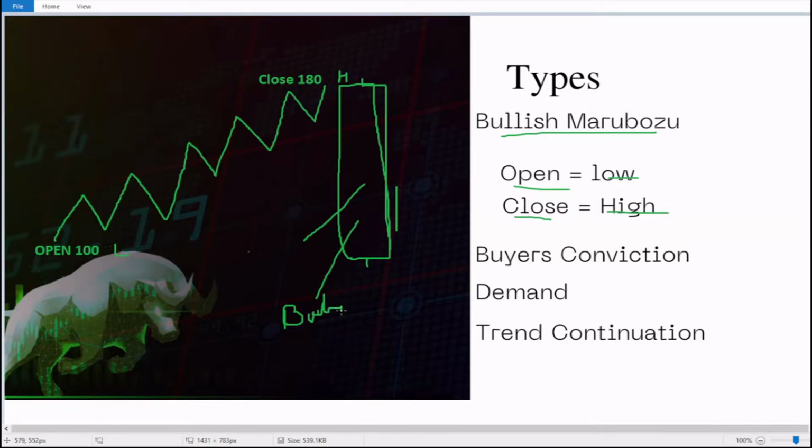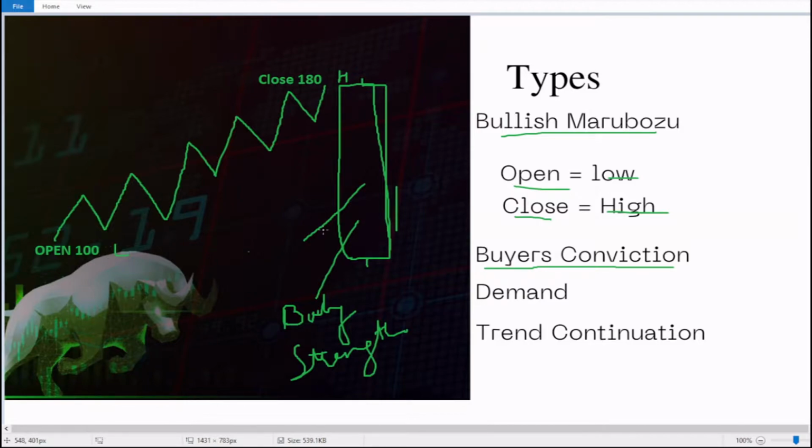The body of a candle indicates the strength of the buyers or the participants in the market. So here, if you see, this is a green strength. So this is a bullish Marubozu. The most important interpretation about this candlestick is that there is buyers' conviction.